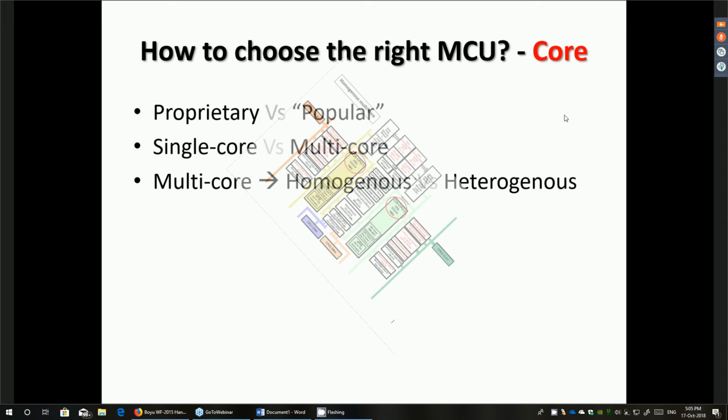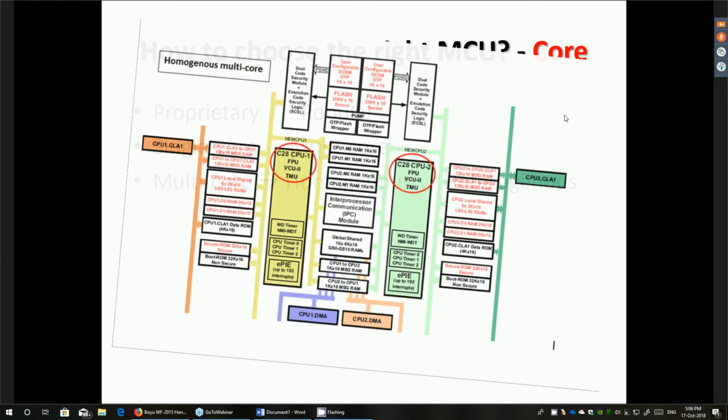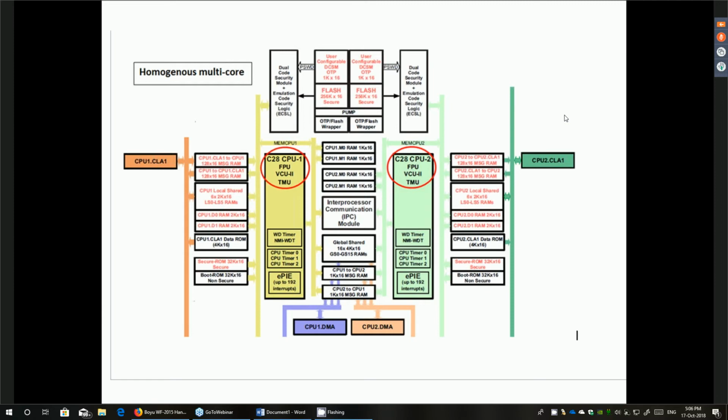This block diagram is from one of our device data sheets. I work in the group that is called the C2000 microcontroller family. That is where I work at Texas Instruments. And this is a block diagram from the datasheet. These are all publicly available information. If you go to the TI website, you can see all this information.